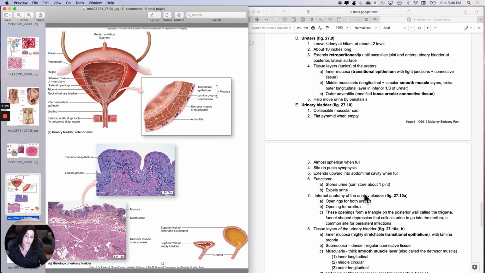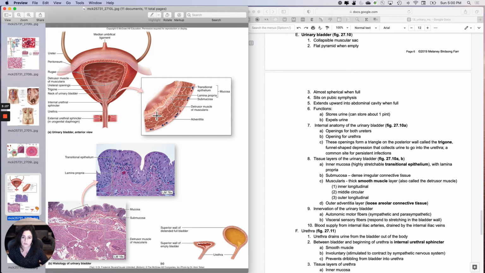As far as the histology, it's not going to be surprising. It's transitional epithelium again. It also has tight junctions. A layer of connective tissue underneath, and then smooth muscle in the wall, and then connective tissue on the outside because it's actually woven into all the tissue down there in the pelvic cavity. The layers of the smooth muscle in the wall are actually much thicker than they are in the ureters. So collectively, all three of these layers are called the detrusor muscle. The detrusor muscle. It is smooth muscle though.